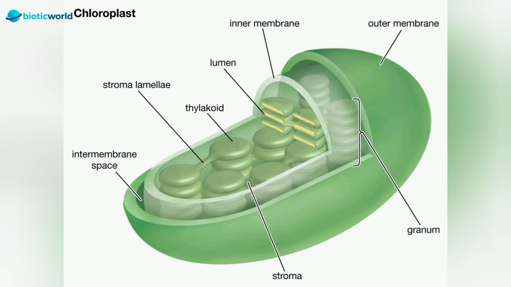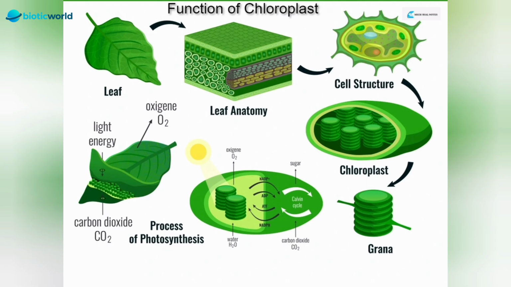Next is the chlorophyll. This green pigment is embedded in the thylakoid membrane. It's the star of the photosynthesis process, capturing light energy and initiating the reactions that produce ATP and NADPH. Chloroplasts are like tiny power plants inside cells.